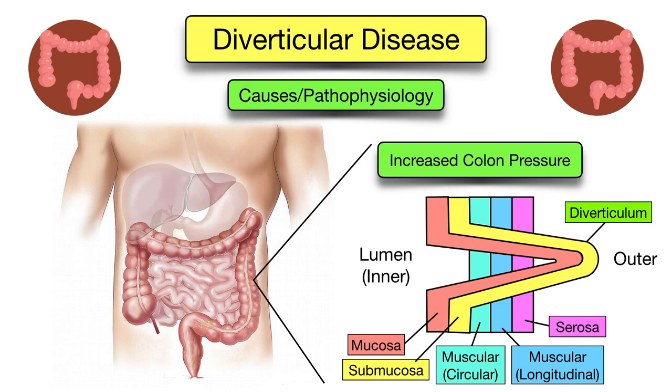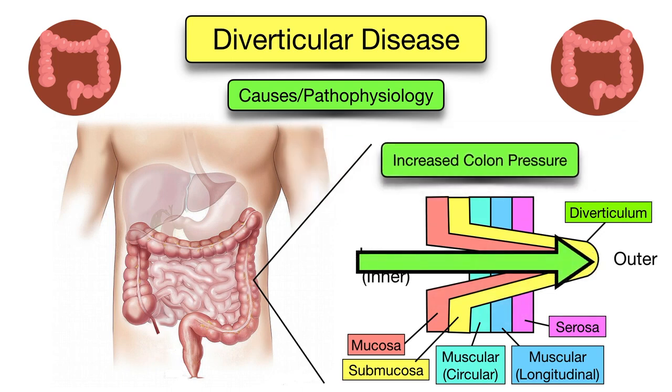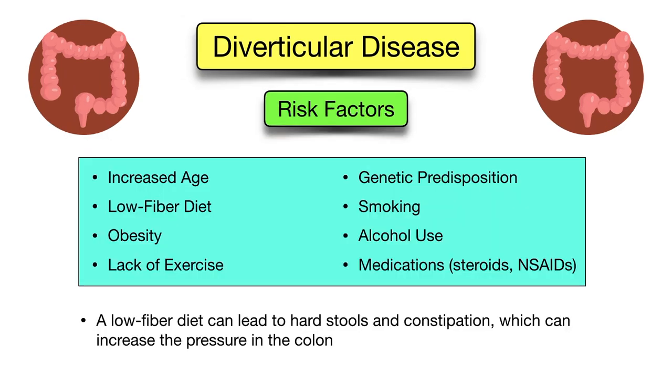The pathophysiology as to why diverticula form is not fully understood. However, it's believed that increased colon pressure, such as from constipation or straining, causes weak spots in the colon to bulge out. The risk factors of diverticular disease include increasing age, a low-fiber diet, obesity, lack of exercise, genetic predisposition, smoking, alcohol use, and certain medications like steroids and NSAIDs. A low-fiber diet can lead to hard stools and constipation, which can increase the pressure in the colon, which can increase the risk of diverticular formation.